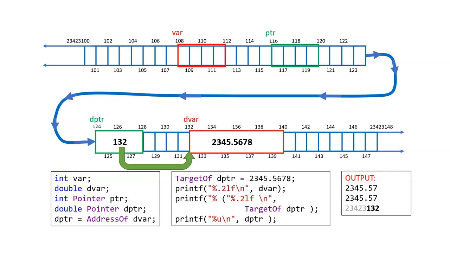So when I say print DVAR, it's going to print the value. If I say target of DPTR, it's going to again print DVAR because it's the same. If I say printf of only DPTR, then I'm going to print the address. Because it's a pointer, it's still percent %u. All pointers, no matter what the target is, are the same size.